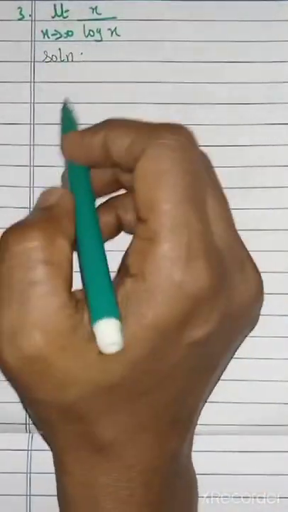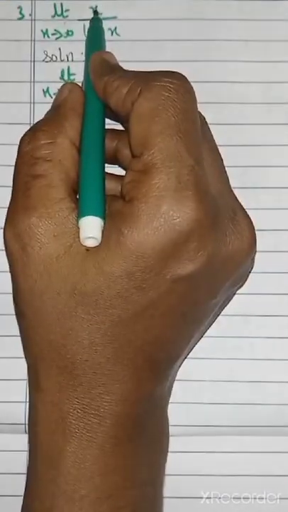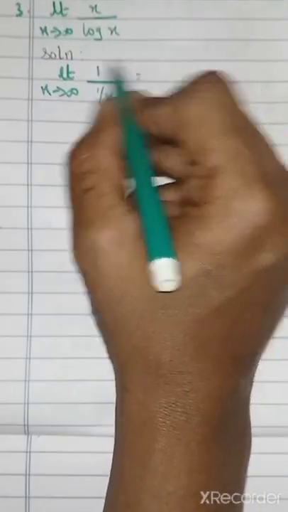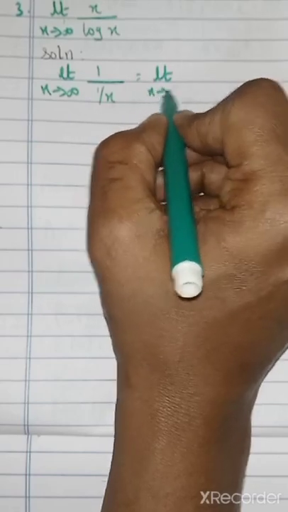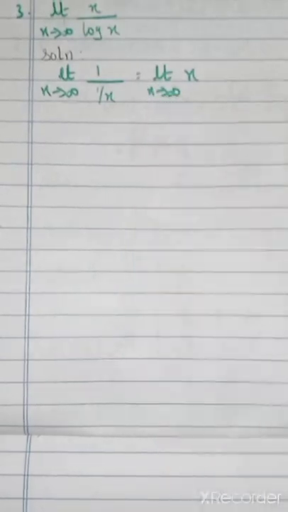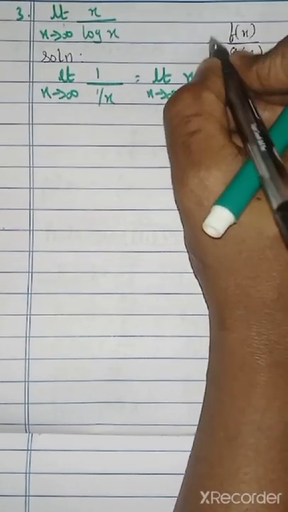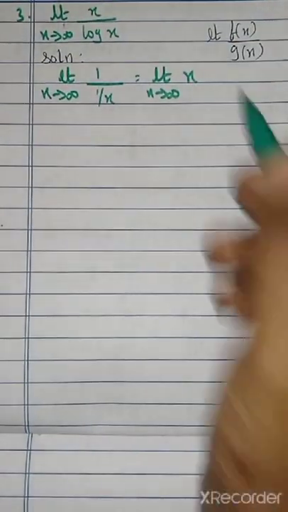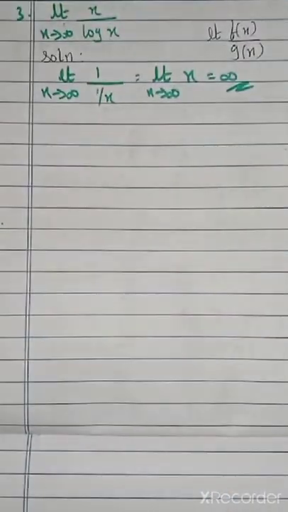Since we can't take any common term, we can use L'Hopital and see. So here x tends to infinity. Differentiation of x is 1. Log x differentiation is 1 by x. So anyhow x will go to the numerator. So you will get limit x tends to infinity of x. Now here you can't use L'Hopital rule, because you can use L'Hopital rule when it is in the form of limit f of x by g of x. Here only the numerator is there, so you can't use L'Hopital rule. So substituting x as infinity, the final answer will be infinity. That's all.